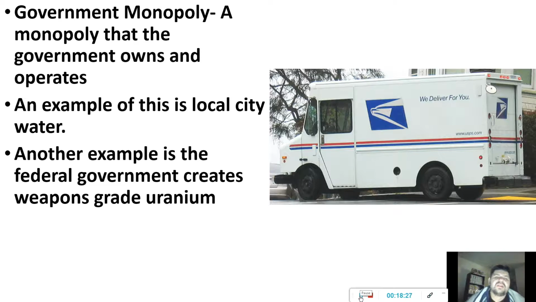All right. So another type of monopoly is the government monopoly. This is the one where the government owns and operates a type of monopoly. A good example is city water. Another one is your mail. They are the post office. They handle the mail. Now, things like emails are electronic, but for paper stuff, it is the U.S. Postal Service.